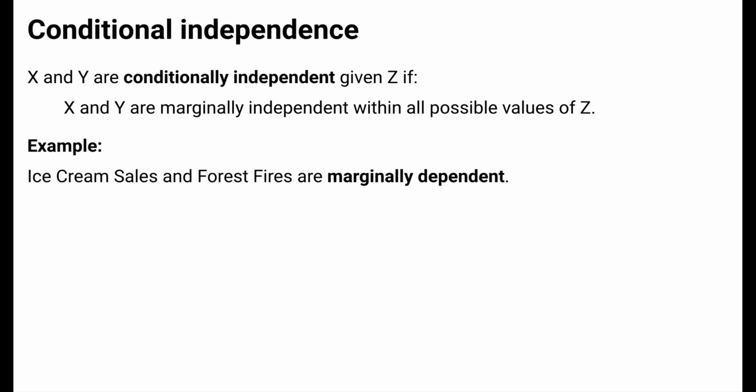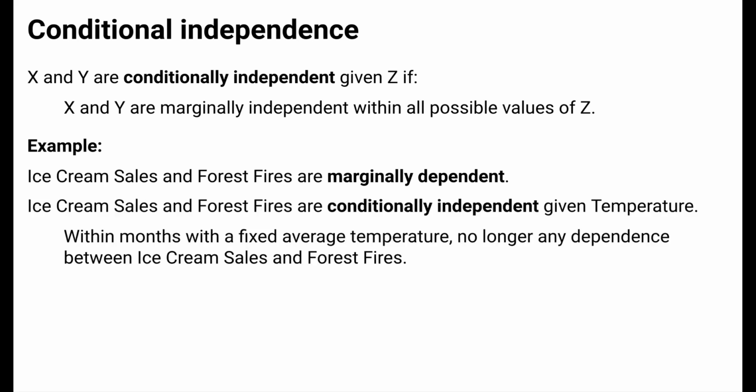Let's look at another example of conditional independence. Say that we measure ice cream sales and the number of forest fires in a month. These variables are marginally dependent. Knowing that a month had a high level of ice cream sales probably means that the temperature was high that month, and forest fires tend to occur at higher temperatures. Although ice cream sales and forest fires are marginally dependent, they become conditionally independent given temperature. When I look at months with a fixed average temperature, there's no longer any dependence between ice cream sales and the number of forest fires.